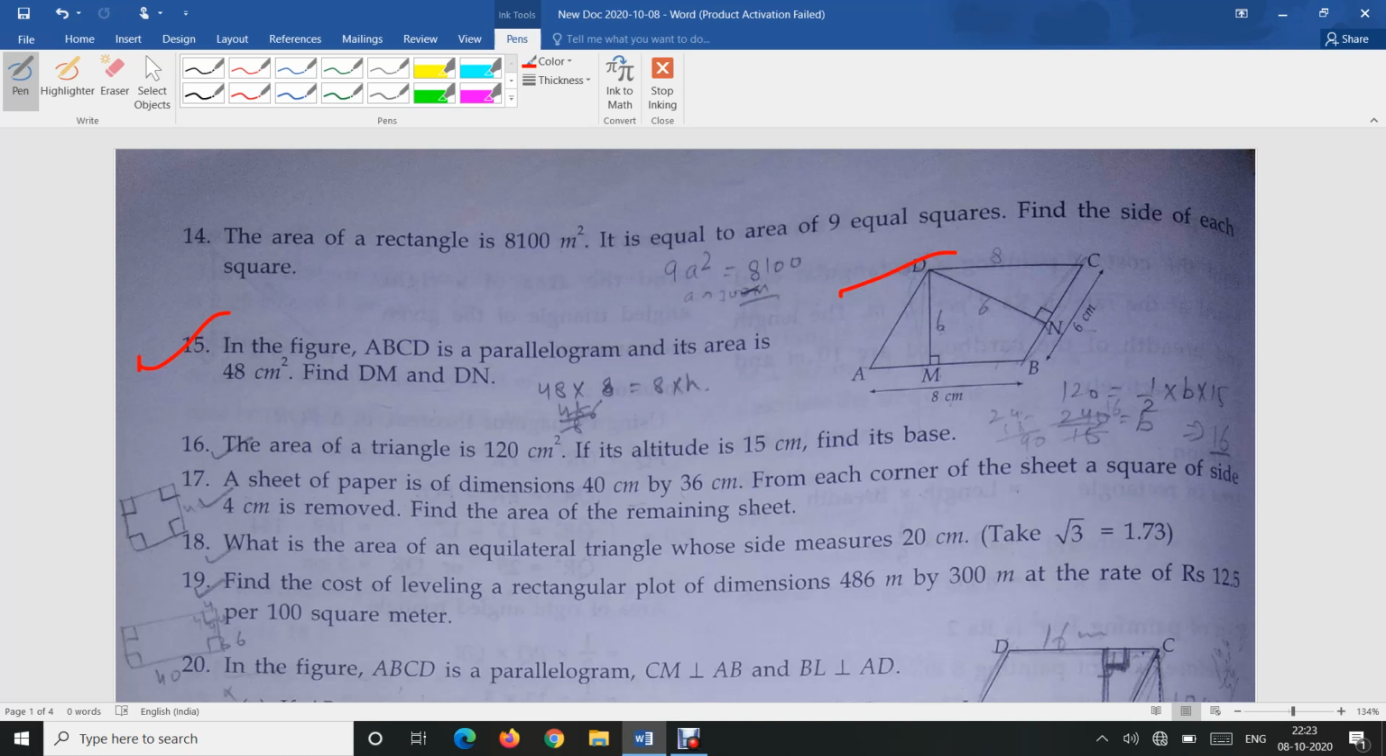This is a parallelogram, and in a parallelogram the first property is opposite sides are parallel. So obviously this side will be 8 centimeter and this side will be 6 centimeter. There is one more thing which is given to you, that area of this parallelogram is 48 centimeter square. Now remember the area of a parallelogram: it is base multiplied by altitude, or you can say base multiplied by height.